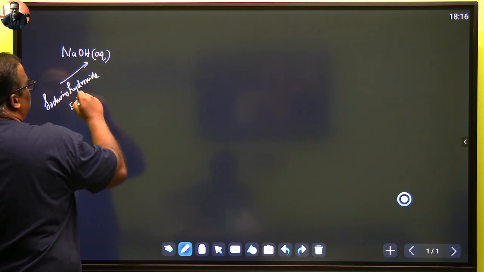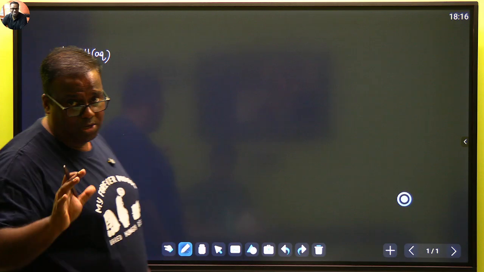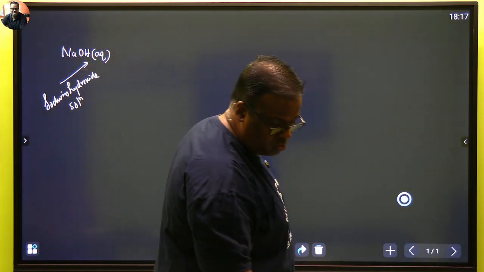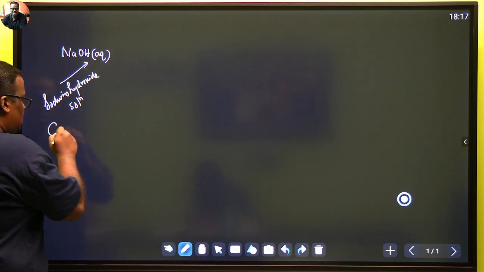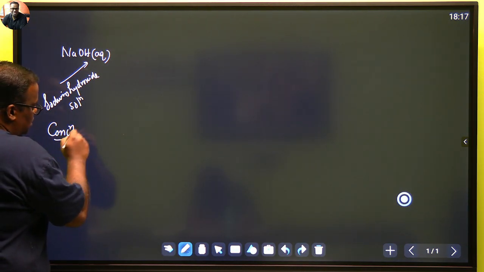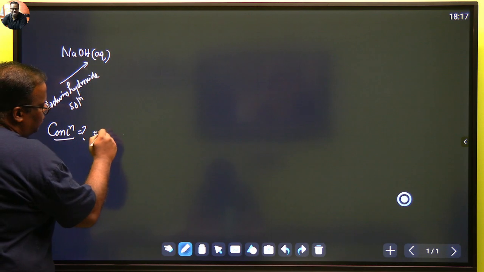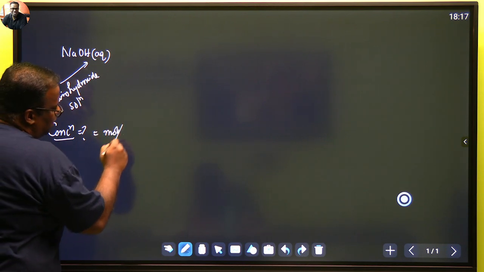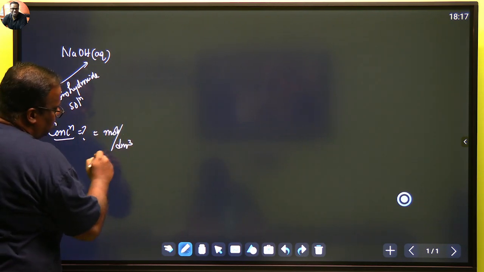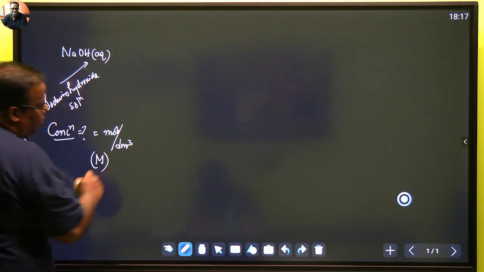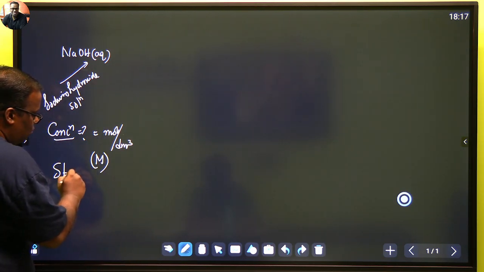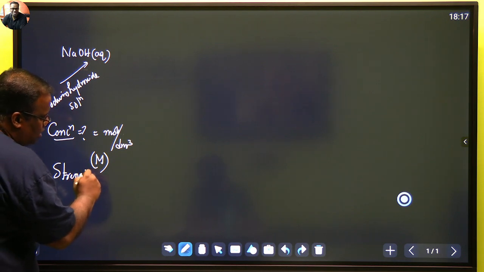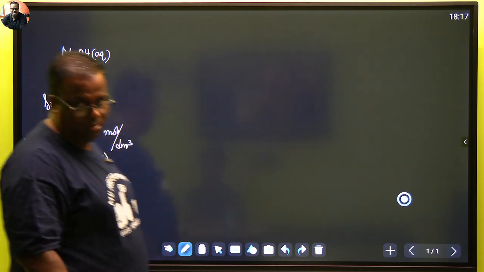solution. Do you understand what you mean by solution? Sodium hydroxide is mixed in water. So we have to calculate what? You need to get me the concentration of this one. Concentration means your answer finally will be in moles per dm cube. So you are basically trying to give me the molarity of this solution. In other words, the final answer will speak about the strength of this solution.